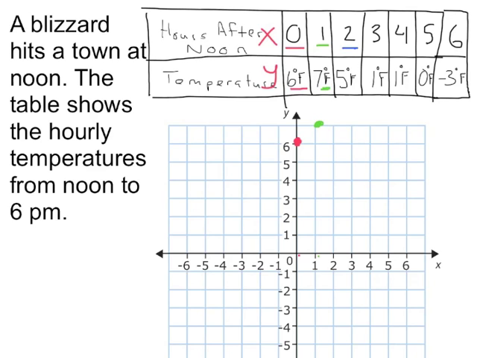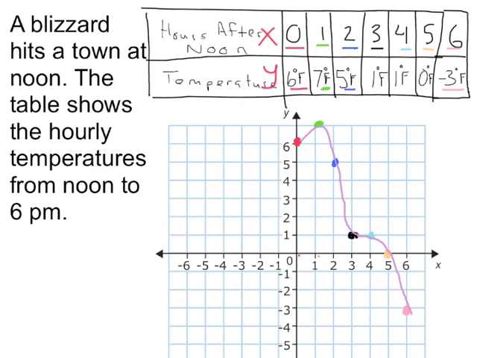The time is 2 p.m. The temperature has fallen to 5 degrees. So 5 degrees. 3 o'clock, the temperature has dropped to 1 degree. 4 o'clock, it's still at 1 degree. 5 o'clock, it's dropped to 0 degrees. And finally, 6 o'clock, it has dropped even further. It's now a negative number, so we go down 1, 2, 3 to -3. Now, if I connect all these dots in order of the time, we will see what the temperature is doing.